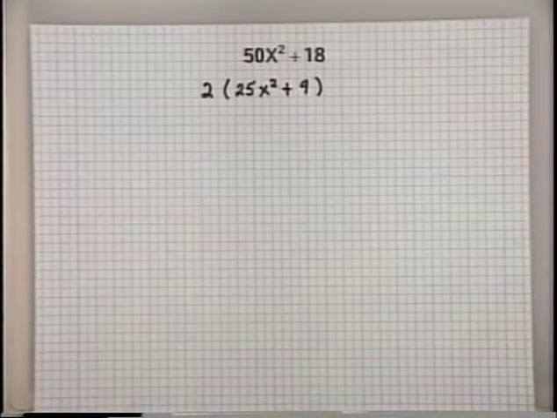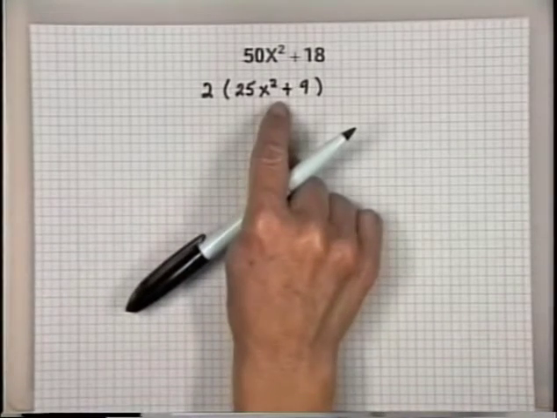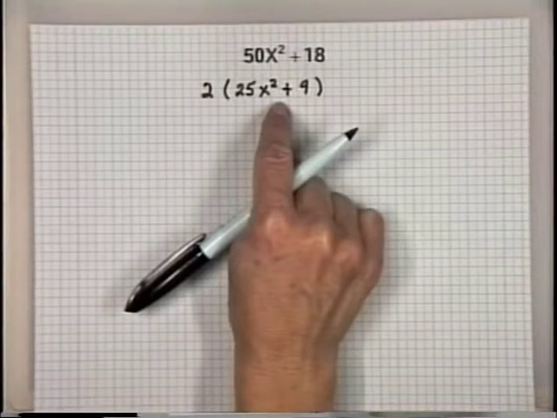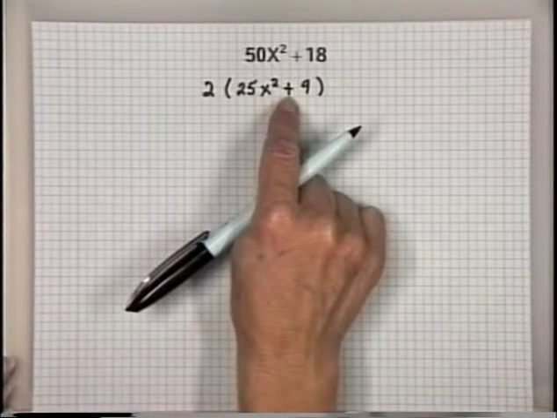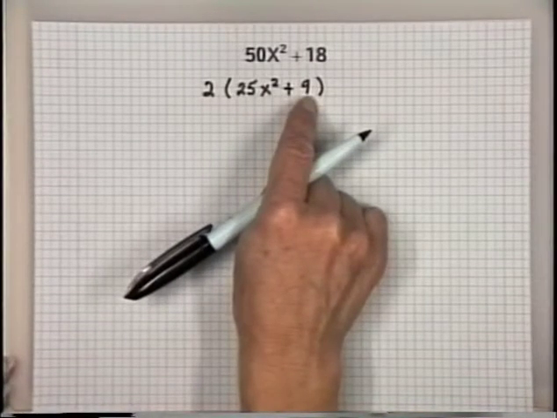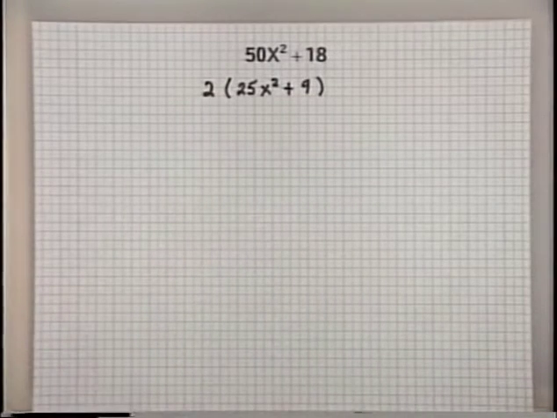Can we factor this anymore? This is a binomial. If you notice, however, it is a sum of 2 perfect squares. We know that we cannot factor a sum of 2 squares like this when the common factor has already been taken out. So our complete factorization is simply 2 times 25x squared plus 9.